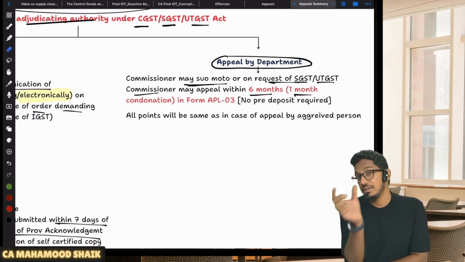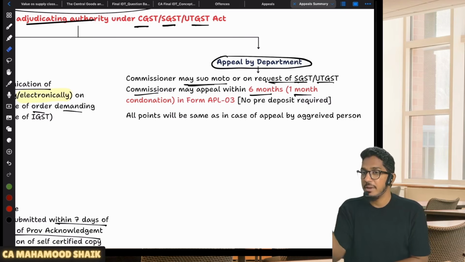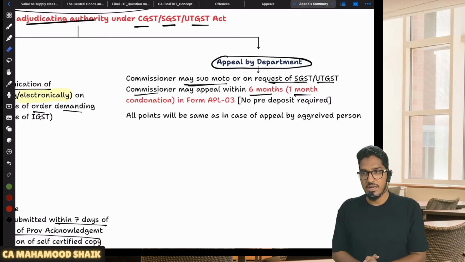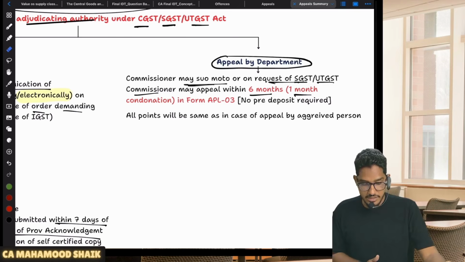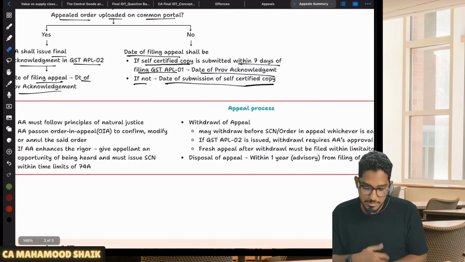So here, for the taxpayer, the duration is 3 months, with 1 month condonation of delay. For the department, the duration is 6 months, with 1 month condonation of delay. Understood? Clear and comfortable? Whatever it is, either the aggrieved person or the department, both of them will put their points. So now the appeal process will happen.